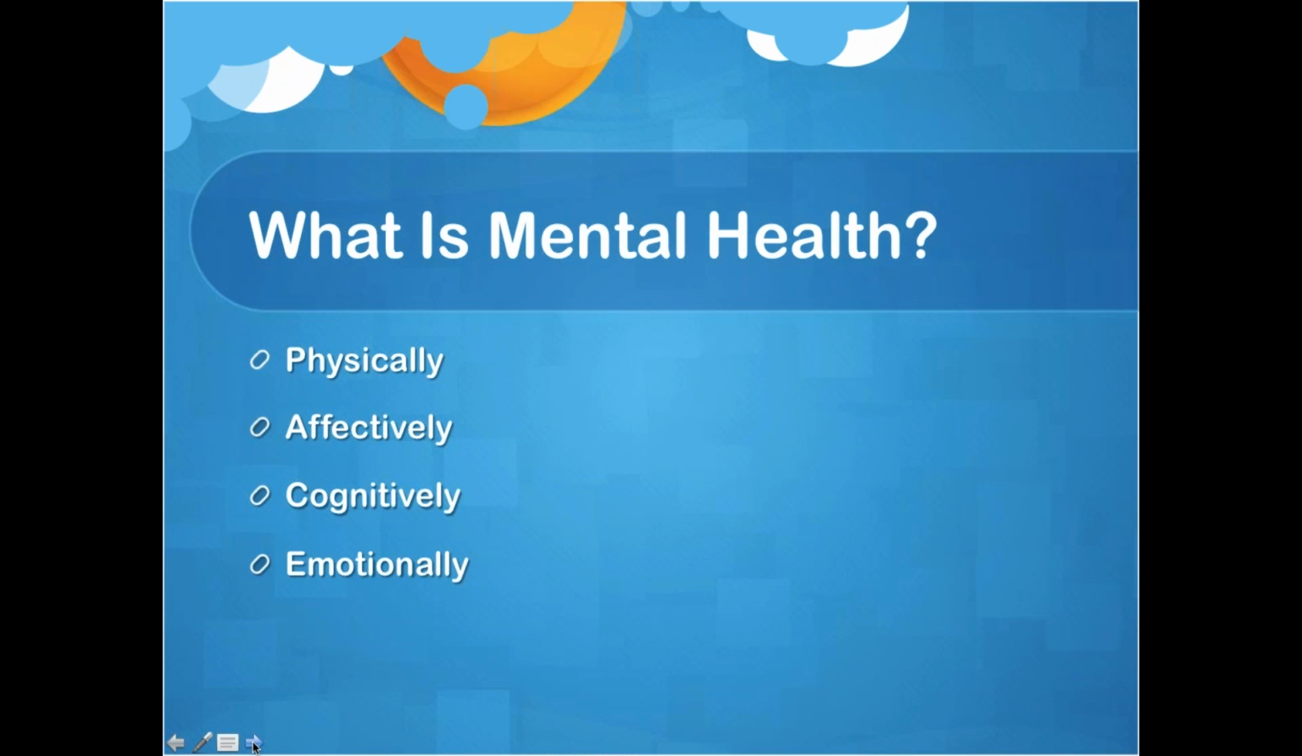So I'm going to talk about mental health in terms of physical, affective, cognitive, and emotional dimensions. This is how we evolved as a species. We have been physical, and we've learned as physical beings, and we've learned to connect our feelings with our bodies, and too often that is being disconnected. So we will talk about all four of these dimensions as we go through.